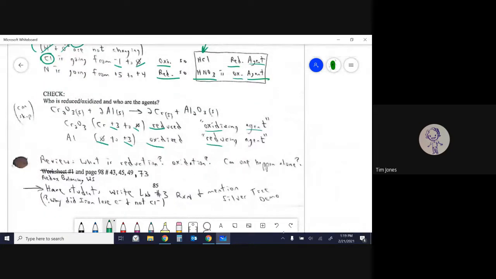Little review here. What is reduction? The gain of electrons. Oxidation, the loss of electrons. Can one happen alone? No, you have to have both together. You can talk about one of them alone, but you can only really do it with them happening at the same time. And my note here about lab 3, we'll talk about that in class.